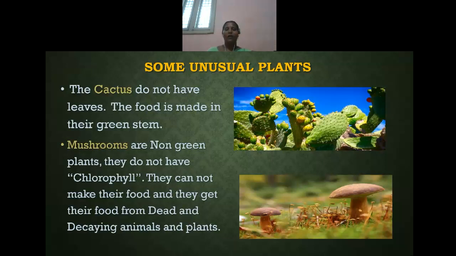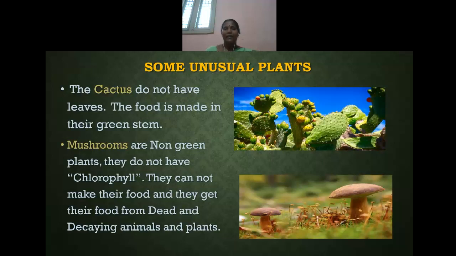Okay, let's see. First, we are going to see about cactus. What is cactus? Cactus is a desert plant. Desert means very low rainfall places, very dry places. We know about the desert, no? In this desert, some plants are growing. The best example is cactus.